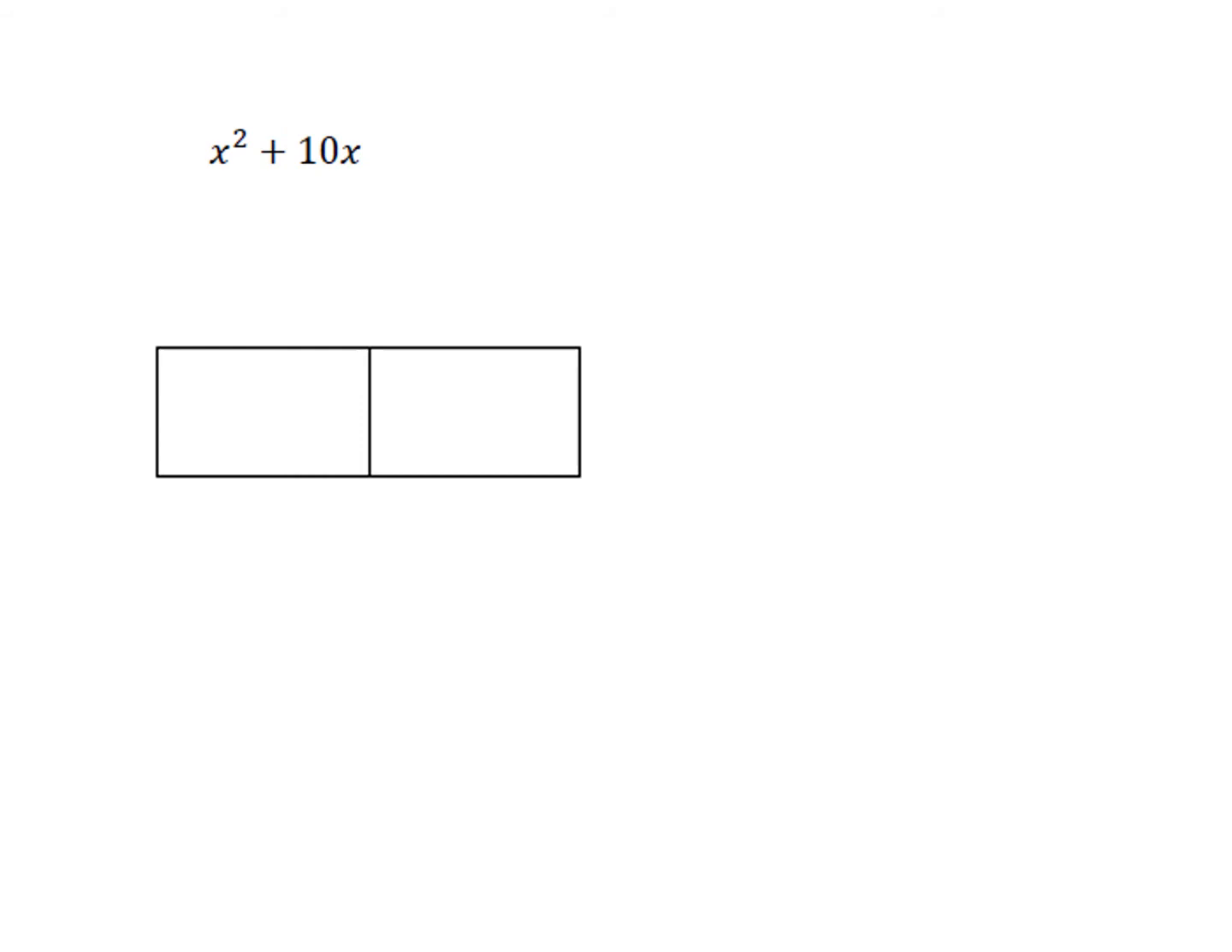Okay, that was probably more like 30 seconds, but I'm going to go ahead and start filling this in. You can work with me if you were having trouble. So again, step 1, fill in the 2 blocks with the x squared and the 10x.